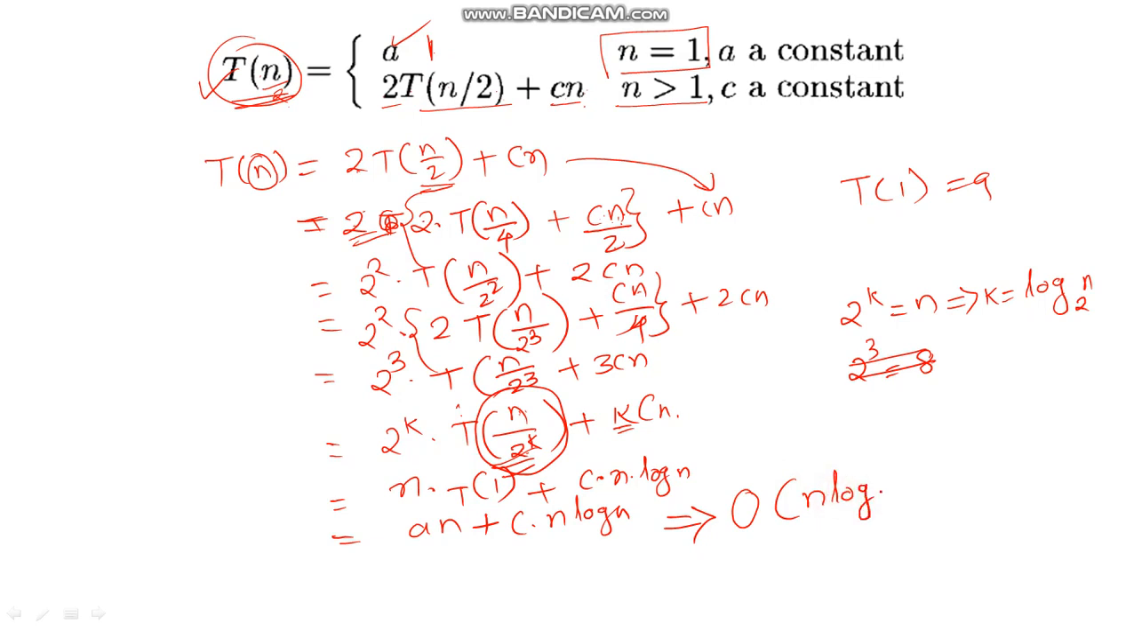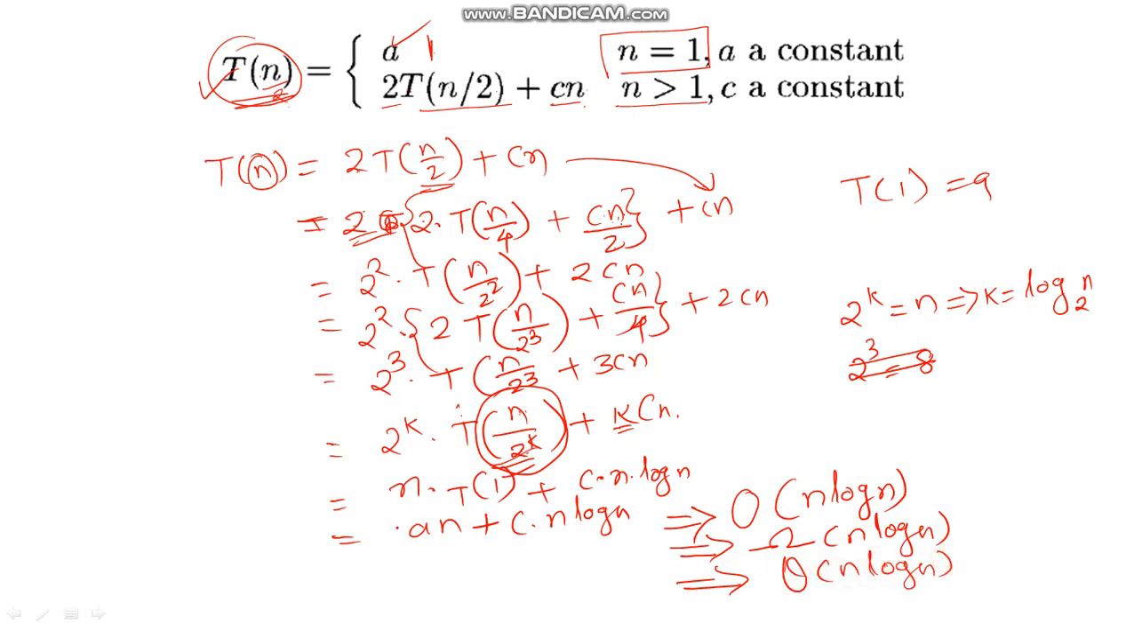You can go through my video of finding out the worst case complexity, and that will be big O of n log n in the worst case. In the best case, it will be omega of n log n. Again, you can go to that video. In the average case, it will be theta of n log n. Again, you can go to that particular video.